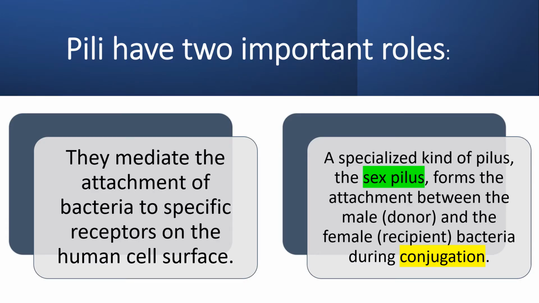Pili have two important roles in bacteria. They mediate the attachment of bacteria to specific receptors on the human cell surface, and secondly, a special kind of pilus that is called sex pilus forms the attachment between a male and a female bacterium during conjugation.